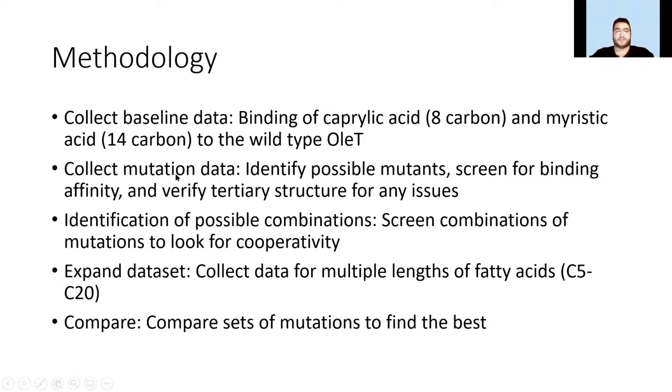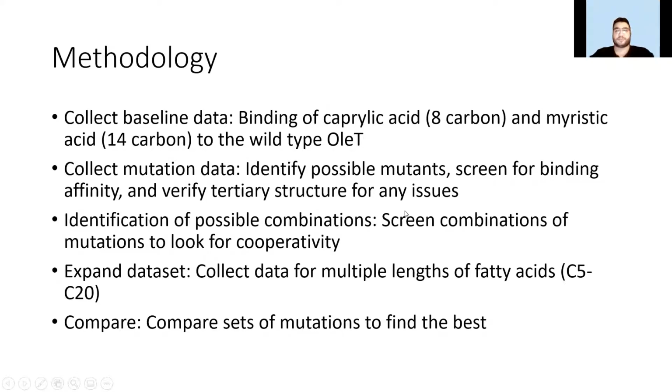Then we want to collect the mutation data. The point was to identify possible mutants with Caver, then screen them for binding affinity and see if the tertiary structure had any issues, which was the case for some. Not ignored, but we couldn't really look much more into those. And then the identification of possible combinations.